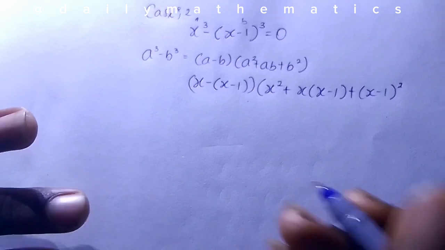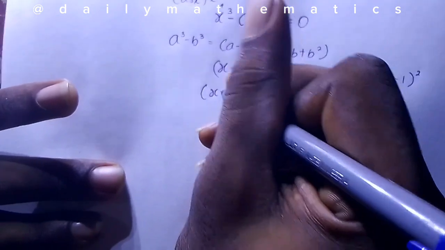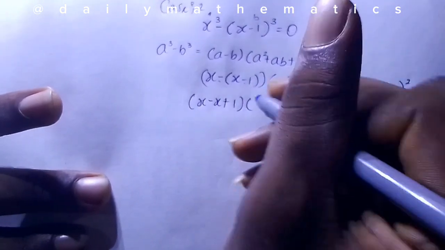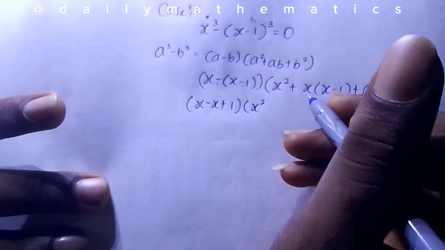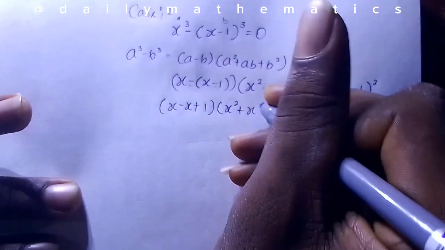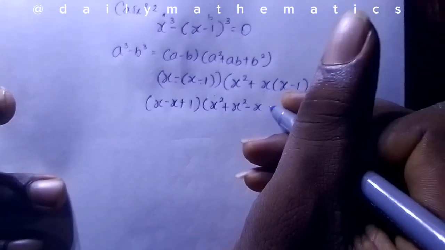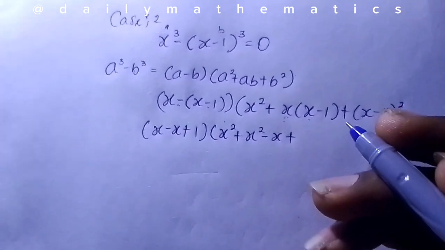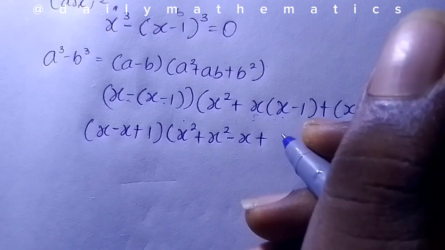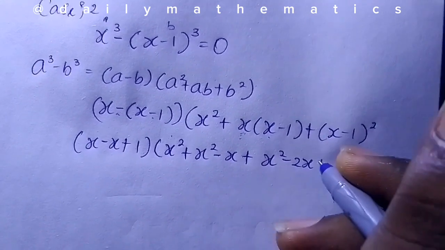So for this other part, we have x, this minus will open this bracket: minus x, minus times minus, we have plus 1, right? And here we have x squared, right? With this x we'll expand it here: x times x is x squared, x times minus 1 is minus x, right, plus (x minus 1) squared. We did (x minus 1) squared at the other part. It gave us x squared minus 2x plus 1, right?